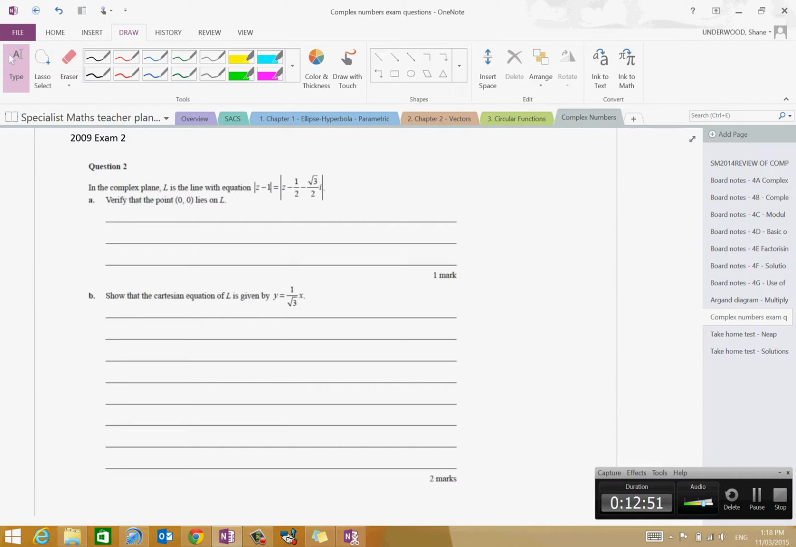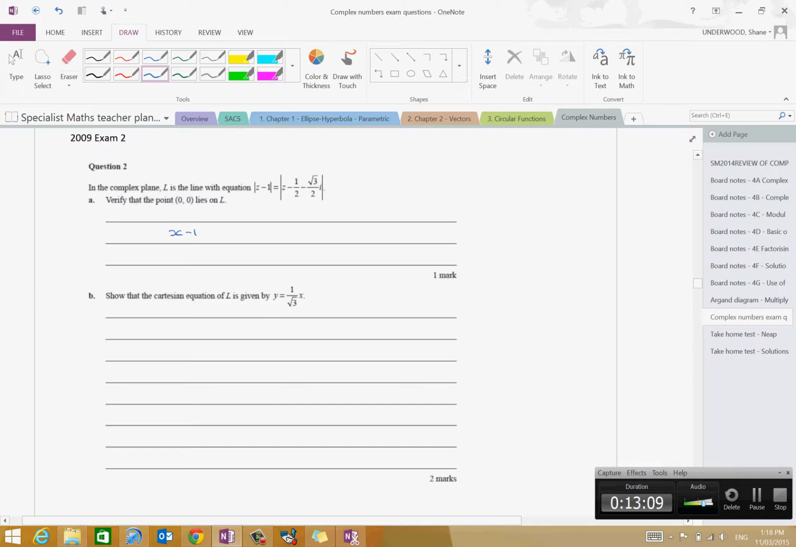all right, so first of all, it's saying verify that the point 0, 0 lies on L. How many marks is it worth, though? It's worth 1 mark. Some of these are little dinky ones. But what I can say is that I can go straight to this, and this is what I want you guys to be able to do.